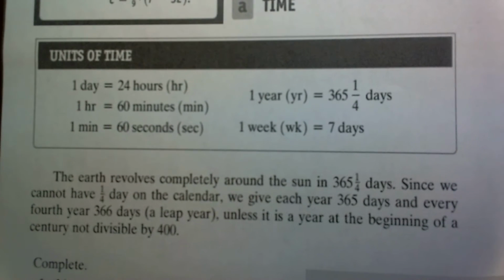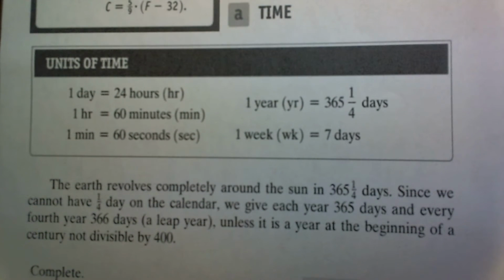So the Earth revolves completely around the Sun in 365 and 1/4 days. And so you're going to have 1/4 of a day on the calendar. We give each year 365 days, and every 4th year 366 days, the so-called leap year, unless it is a year at the beginning of a century that's not divisible by 400.